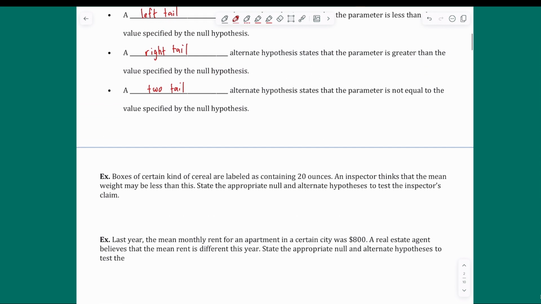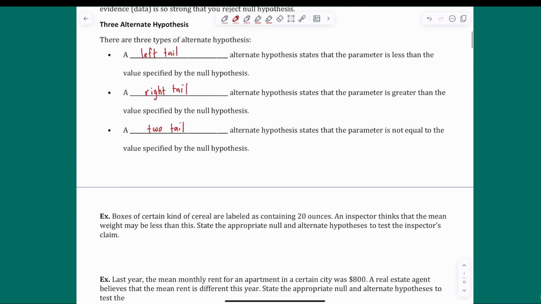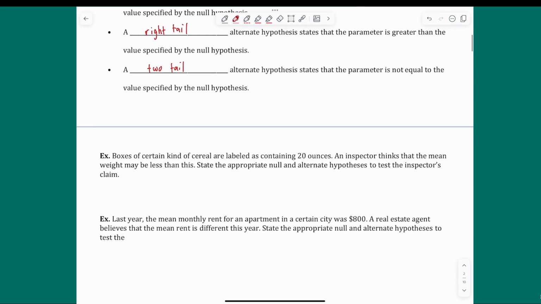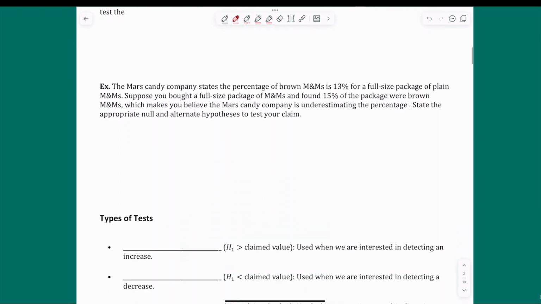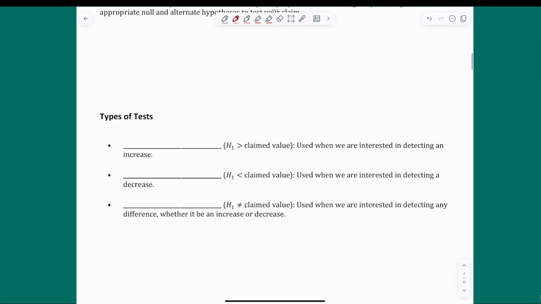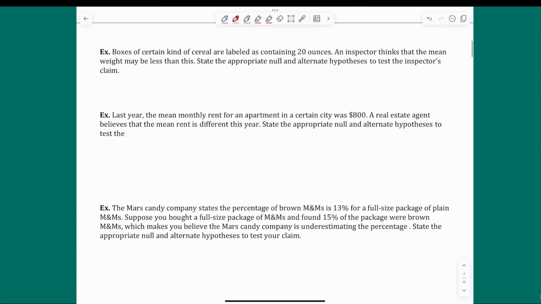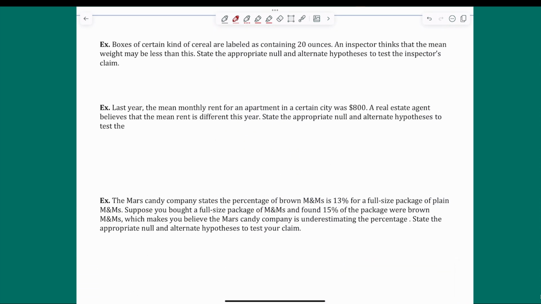All right, so let's see how this works. We're going to formulate some alternate and null hypothesis. So let's start with the first example here. Boxes of a certain kind of cereal are labeled as containing 20 ounces. An inspector thinks the mean weight may be less than this. State the appropriate null and alternate hypothesis to test the inspector's claim.